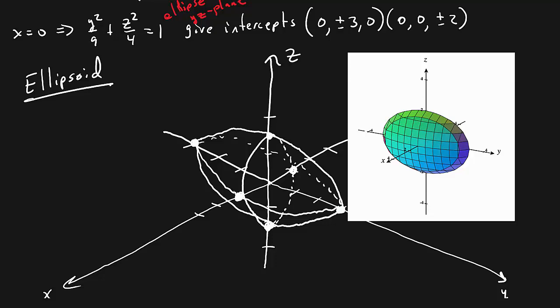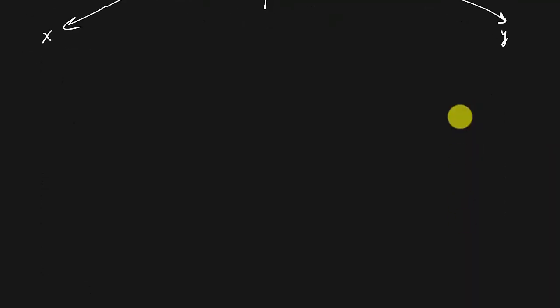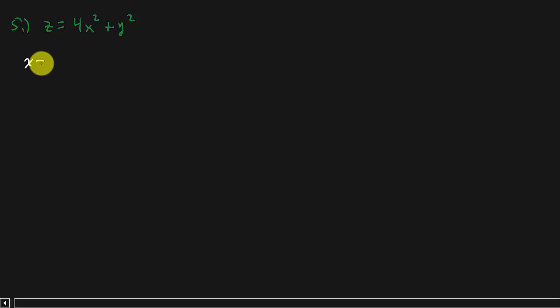All right, moving right along. Let's see what we've got here on the next problem. Okay, so here we've got z equals 4x squared plus y squared. All right, so how about graphing these? Let's go through and see what happens with x, y, and z. Okay, so x equals 0. That means we're going to have what? z equals y squared.